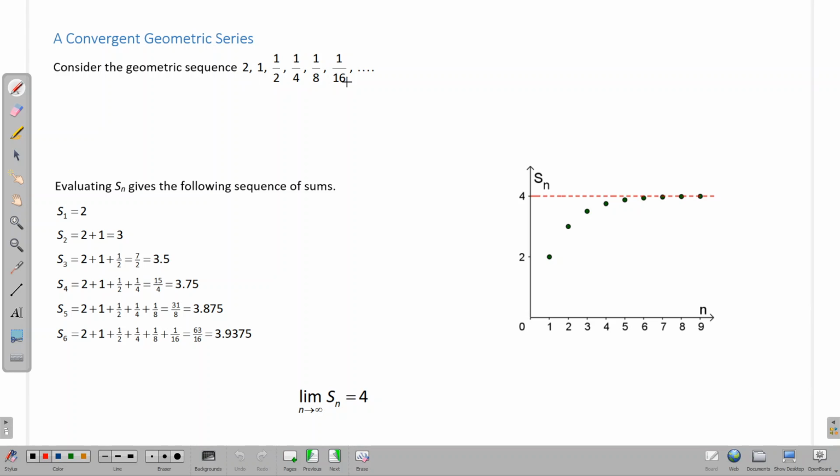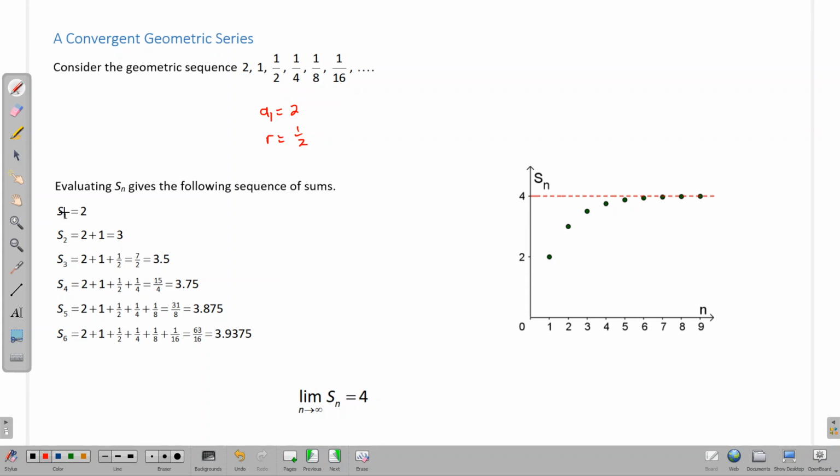So consider this geometric sequence that starts with 2, and then we're multiplying each number after that by 1/2. So this is a1 is equal to 2, and r is equal to 1/2. So you can see that the subsequent terms are actually decreasing.